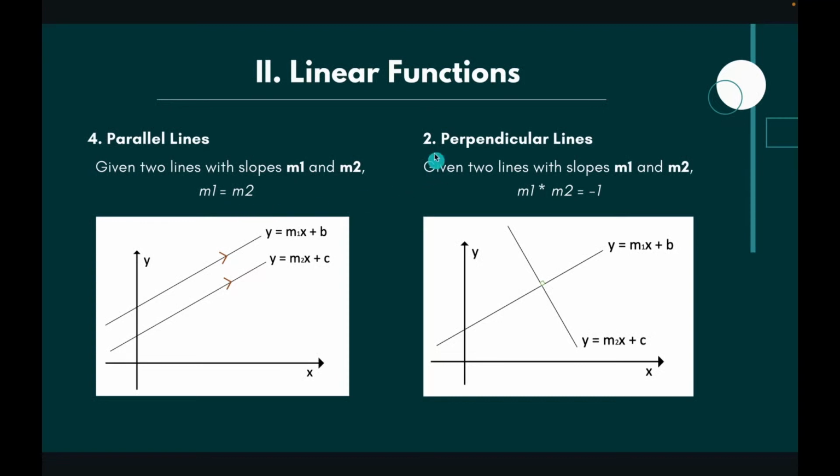Second, 2 lines can be perpendicular, meaning that they intersect at a 90 degrees angle. This means that the product of the 2 slopes will be -1. So given 2 lines with slopes m1 and m2, m1 times m2 equals -1. For example, if m1 equals 1 over 2, then m2 will equal -2.